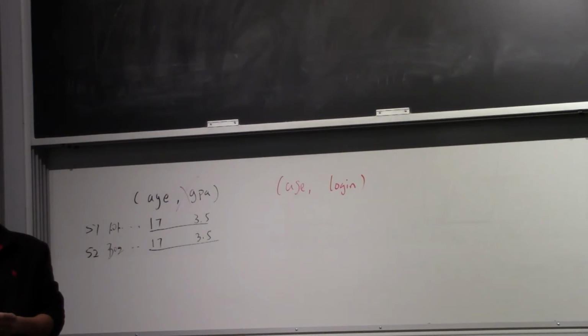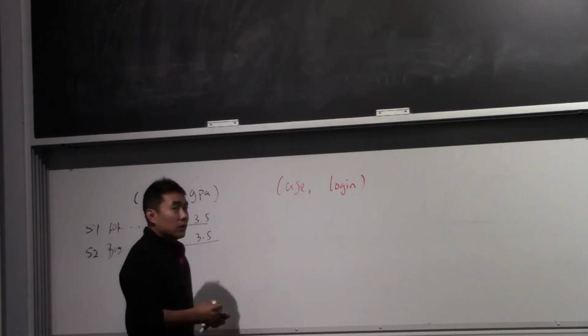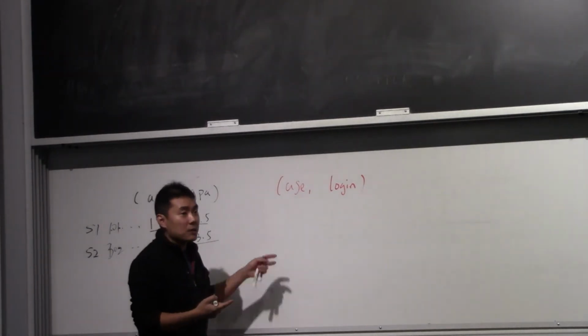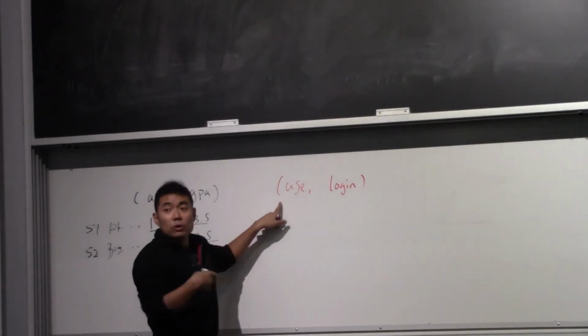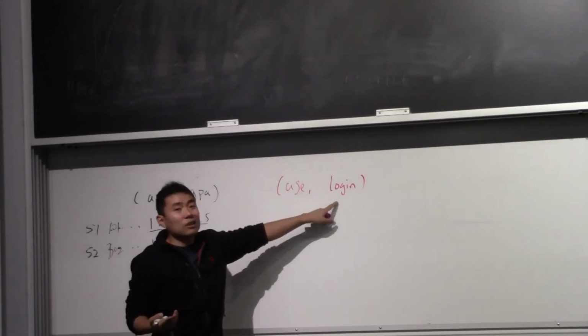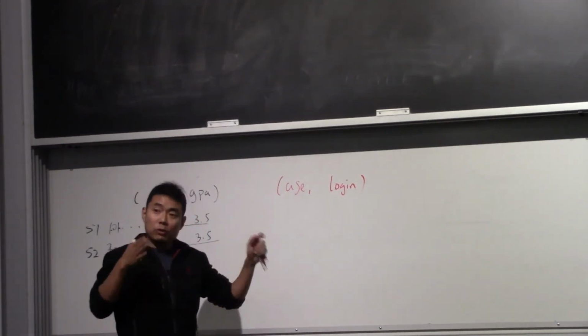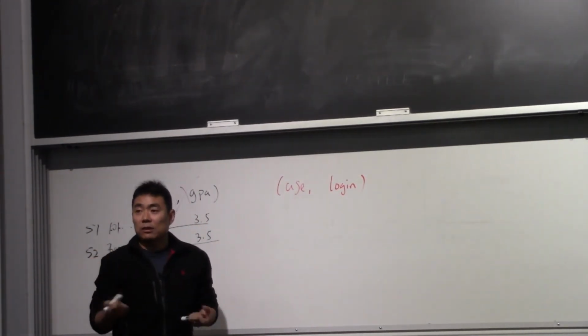Is it a superkey? You're saying yes, can you explain why? Because login will be distinct. Because login will be distinct, as a result of that, the combination of the two will be distinct. They are already distinct with respect to just login alone, so with respect to the combination of the two values, they must be distinct as well.